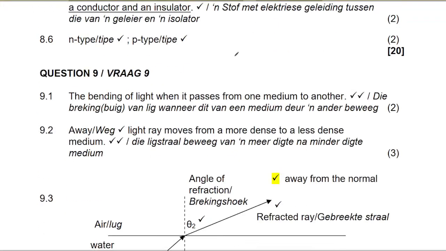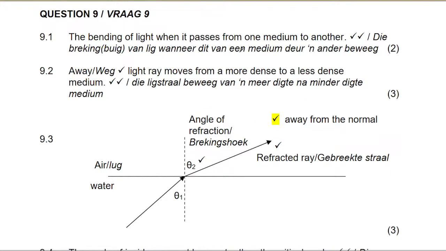Question 9. If you look, the first thing that you see on this page is a yellow tick, the tick covered with yellow. It means it is one of those questions with an additional mark that we awarded. So 9.1, question 9 says, consider the diagram below showing a ray of light traveling from water, which is more dense, to air, which is less dense. Define the term refraction.